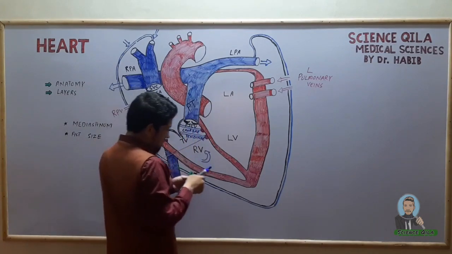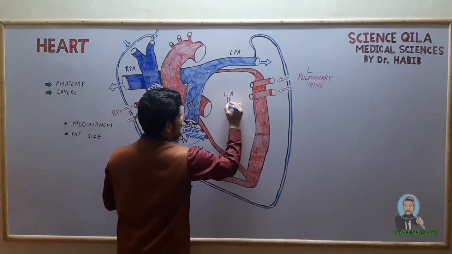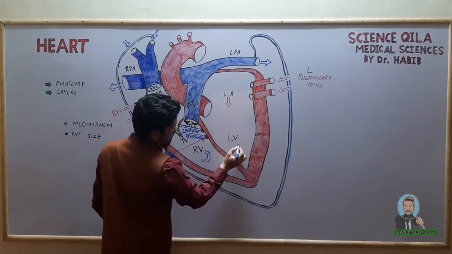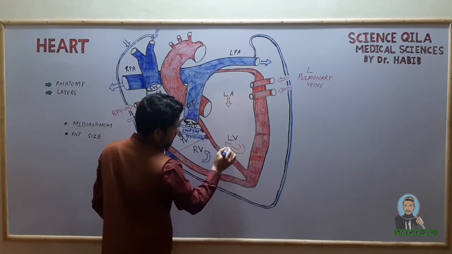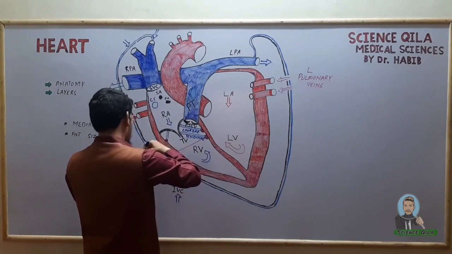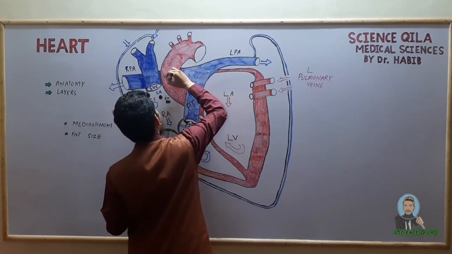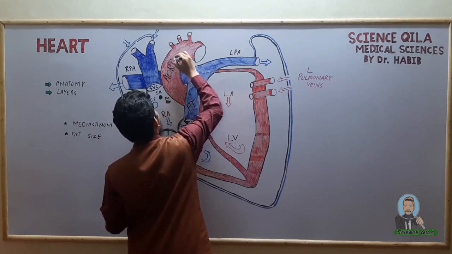Once the blood has come to the left atrium, it will enter into the left ventricle, and then from the left ventricle the blood will be pumped into the biggest artery of the body, which is called the aorta. What do you call it? We call it aorta.